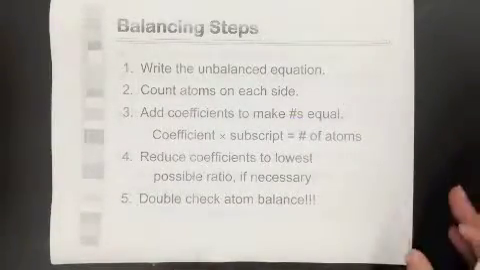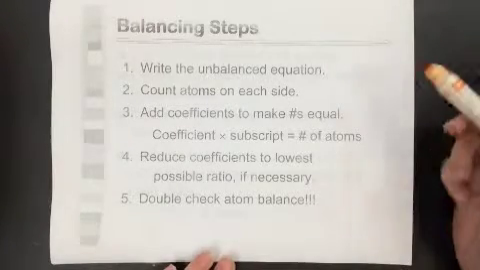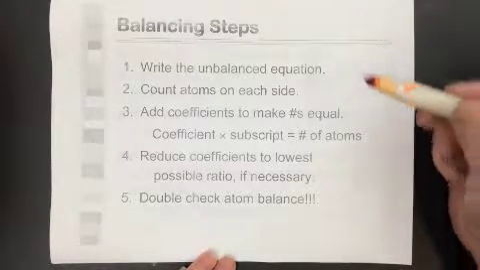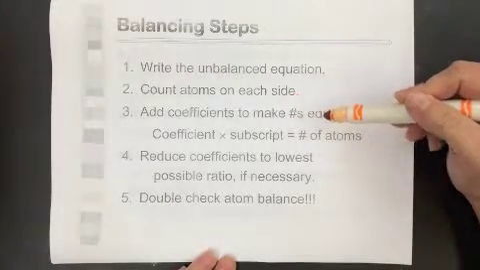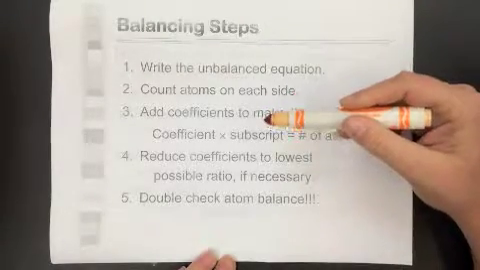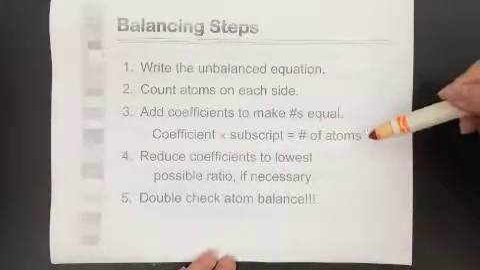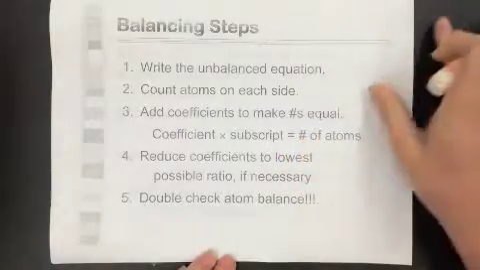Now, our last step for this video is balancing chemical reactions. I'm going to quickly go through the steps, but you're going to learn more from actually doing problems. First you write the unbalanced equation, count atoms on both sides, add coefficients. Remember the coefficients are big numbers. Then you're going to do coefficient times subscripts equals the number of atoms, reduce coefficients if possible, and double check.